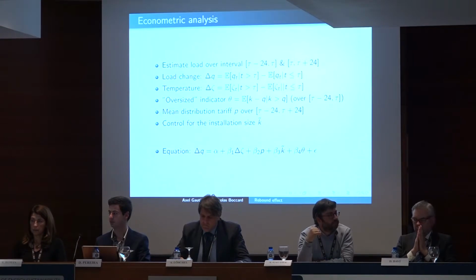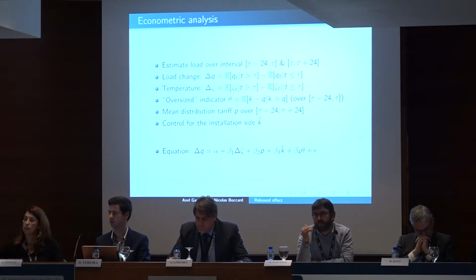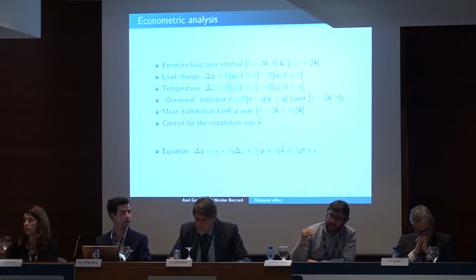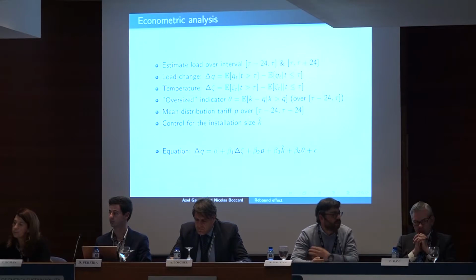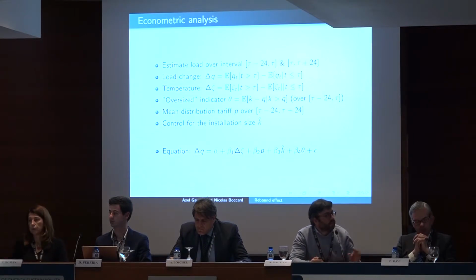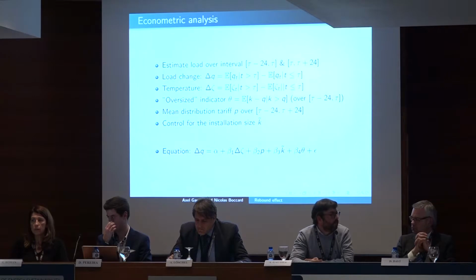And then we use the mean distribution tariff, not as it is written on the slide, from T minus 24 to T plus 24, but the average distribution tariff after the PV installation date. And we control for installation size, and we estimate the following equation. So the variation in consumption is explained by variation in temperature, price, capacity, and this oversize indicator.